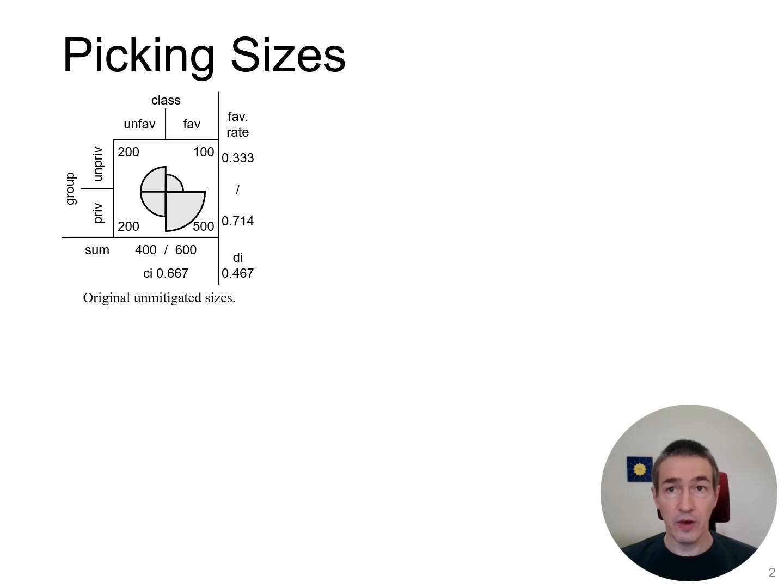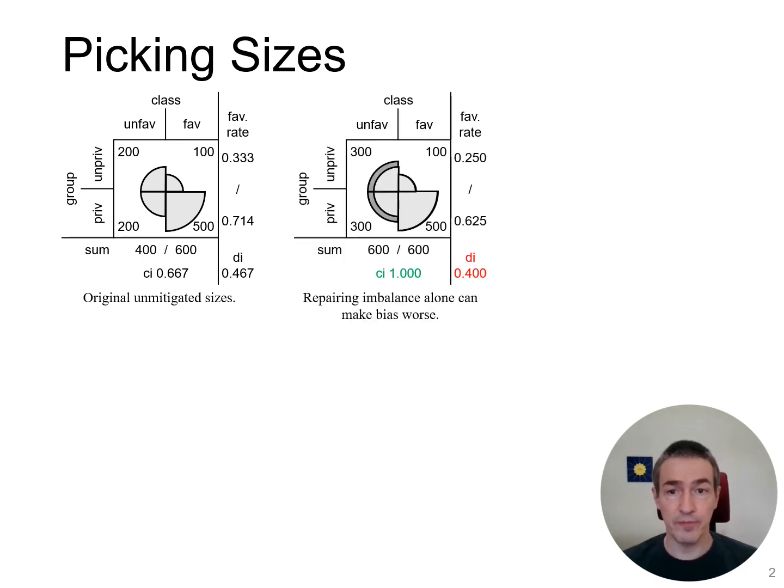Now, of course, there are algorithms for repairing class imbalance, and there are algorithms for repairing group bias. However, in this paper, we argue that you have to repair both simultaneously, otherwise you will not get the desired result. Here's an example of doing it wrong.